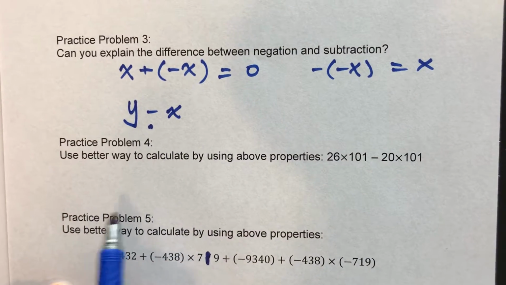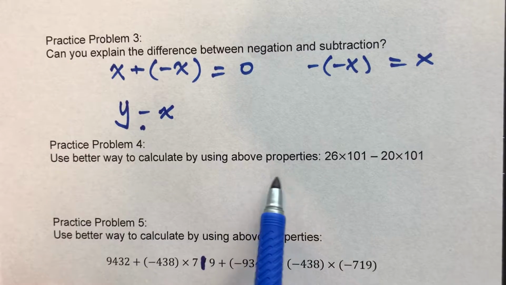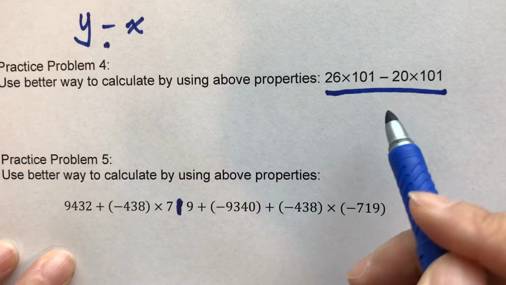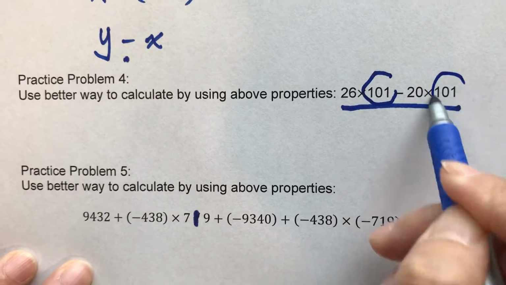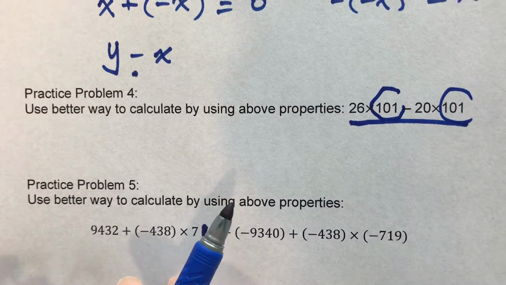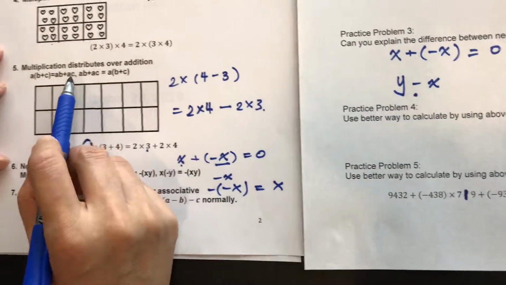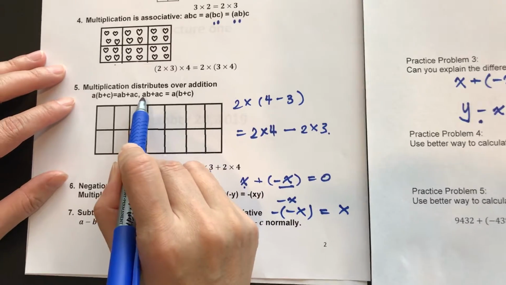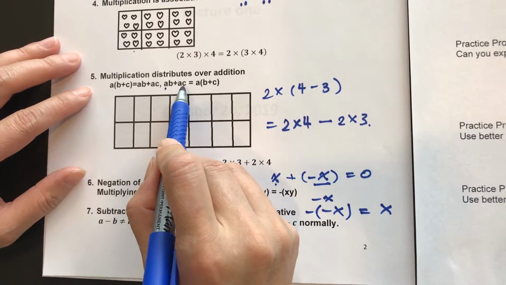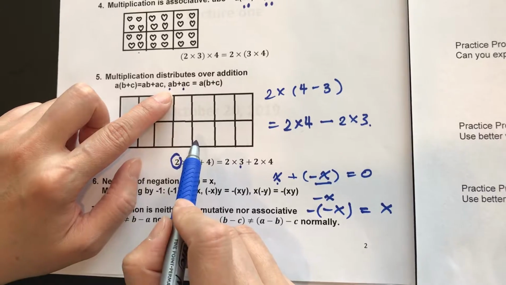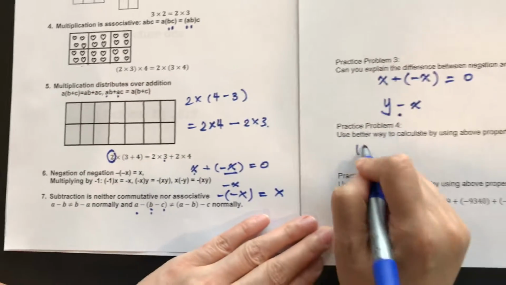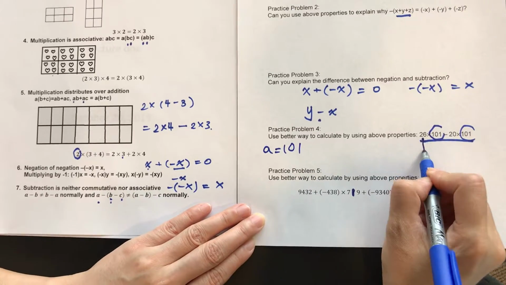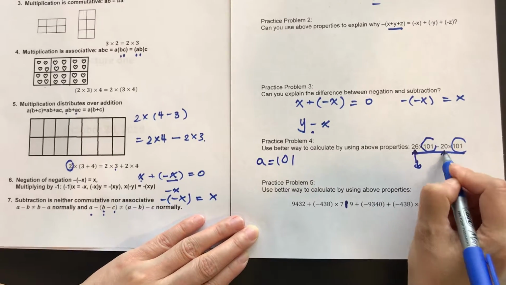Practice number 4. Use a better way to calculate by using above properties. So here is the problem that we need to solve. You can see that we have a common number 101 in there. Let's look at the distributive properties of multiplication. So we have A multiply B plus A multiply C. There is a common number A, which is 101. And now this 26, you can look at it as B, and 20 is C.